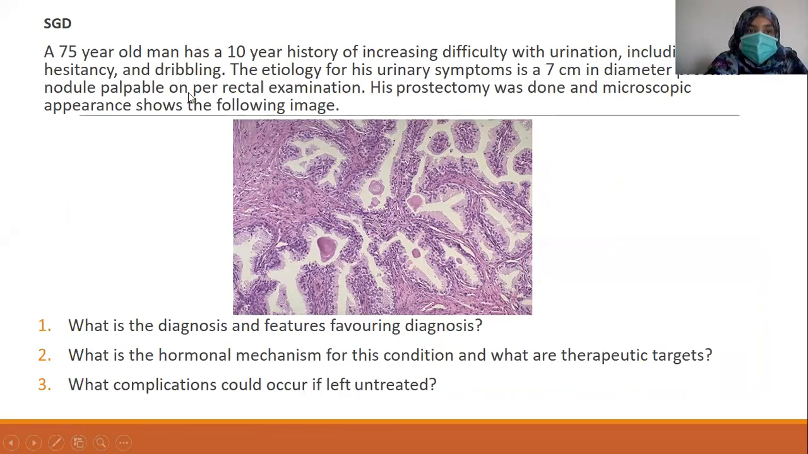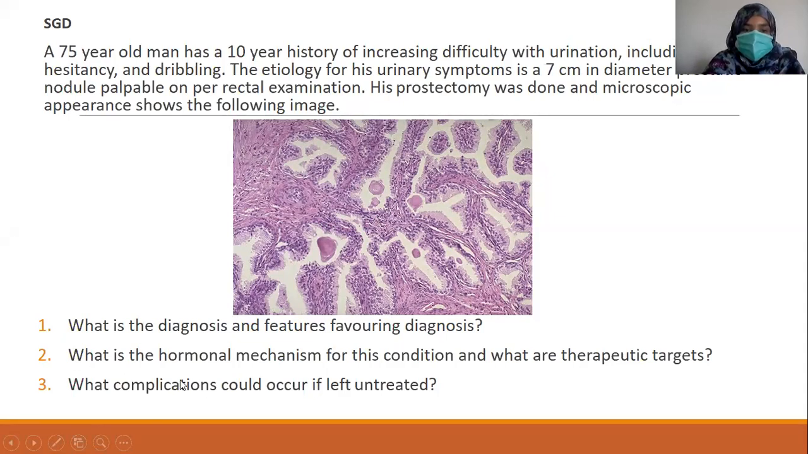You can see the age and gender: a male of advanced age with a 10-year history of difficulty in urination, frequency, hesitancy, and dribbling. On microscopy, you can see enlarged glands. This is an enlarged gland. This is another enlarged gland with papillary infoldings and corpora amylaceae. This takes you to the diagnosis of BPH.